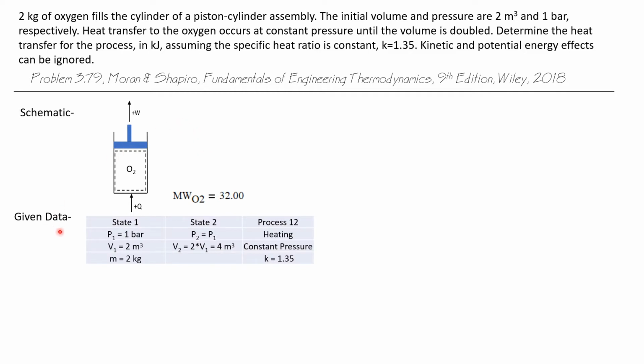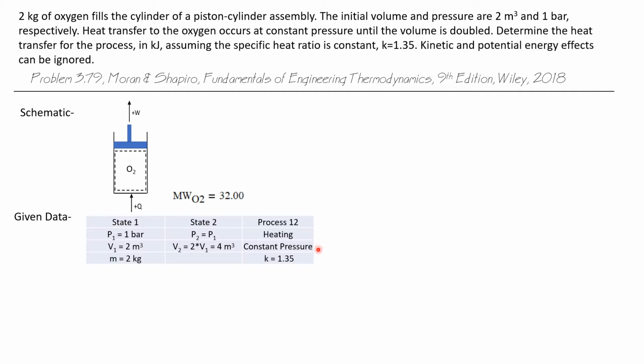Let's see what the given data is. At state 1, we know the pressure is 1 bar, the volume is 2 cubic meters, and then we have a mass of 2 kilograms of oxygen. For state 2, it's a constant pressure process, so P2 is equal to P1. And the volume of state 2 is double the volume of V1. Well, the volume at state 1 was 2 cubic meters, so the volume at state 2 will be 4 cubic meters. The process can be described as a heating process.